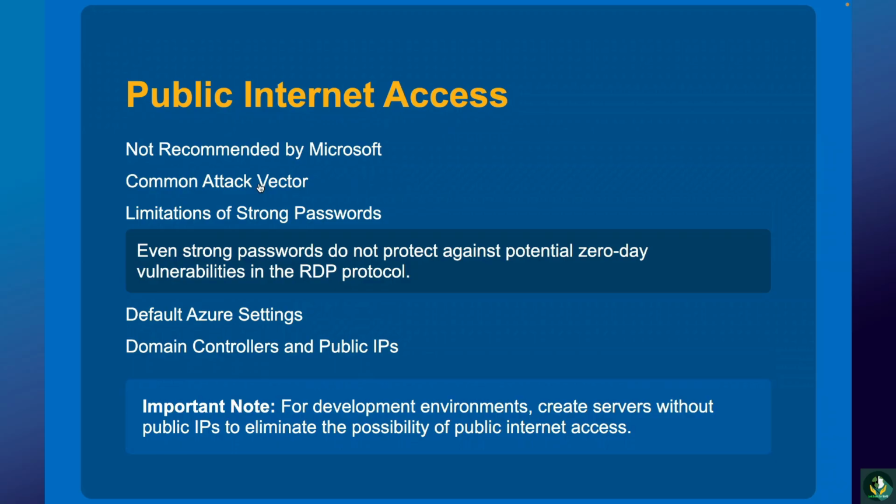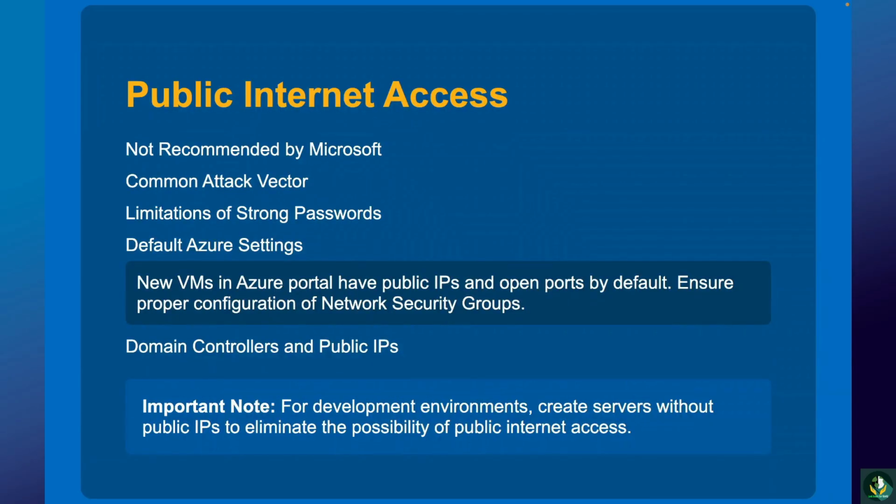So, despite Microsoft's recommendations against public access, it is crucial to be aware that when provisioning new virtual machines through the Azure portal, public IP addresses are assigned by default. Additionally, default ports are often configured to be open. If a server requires a public IP address for specific reasons, it is essential to ensure that default ports are not assigned in the network security group.